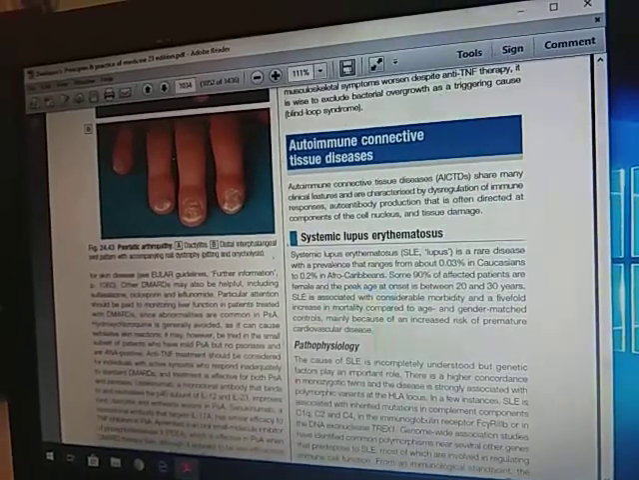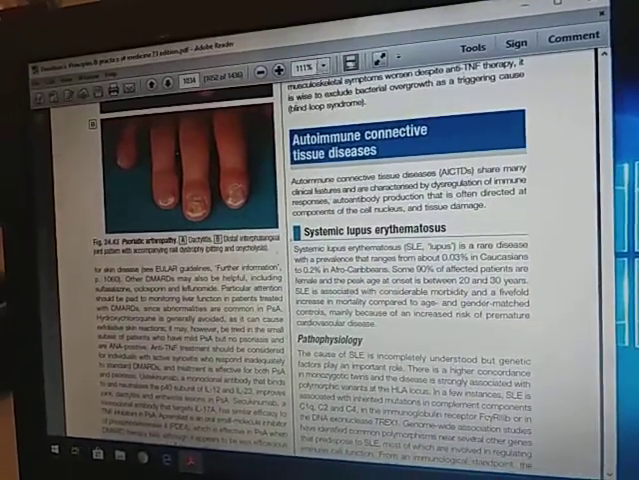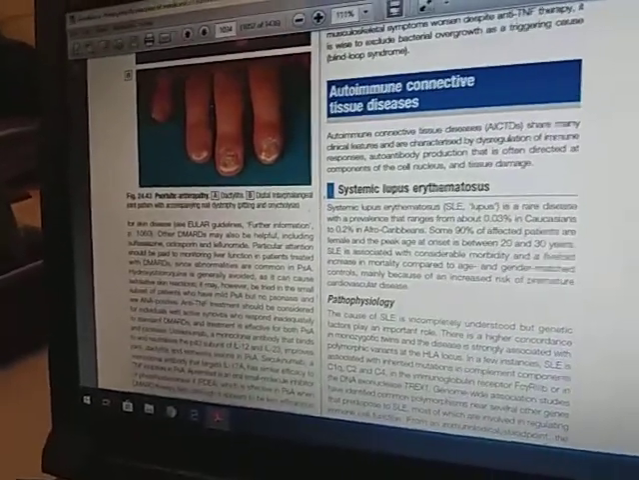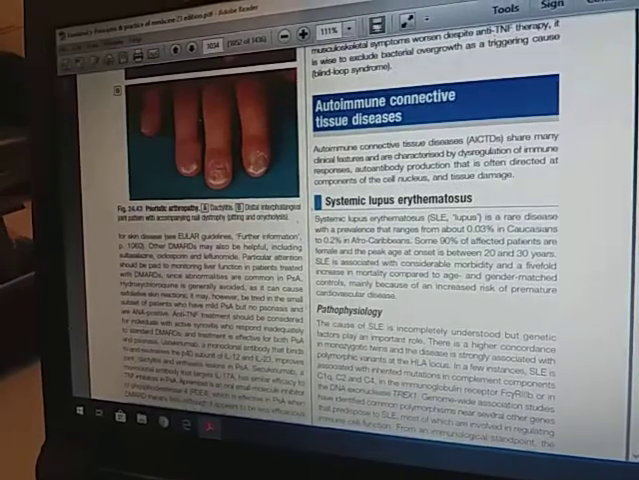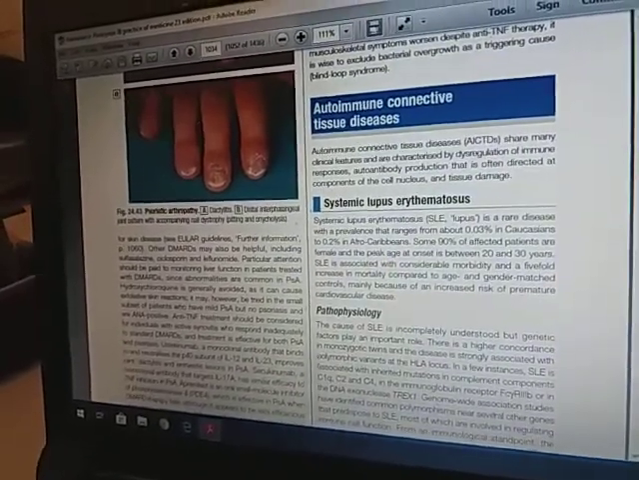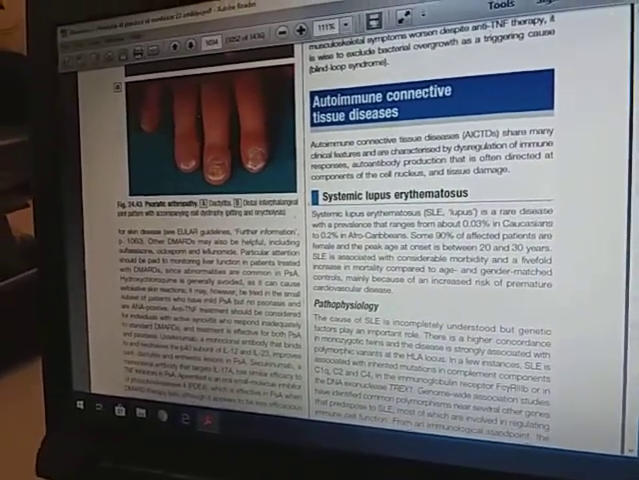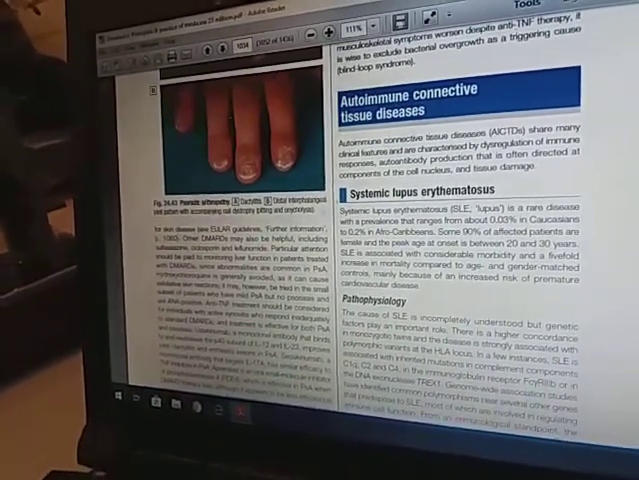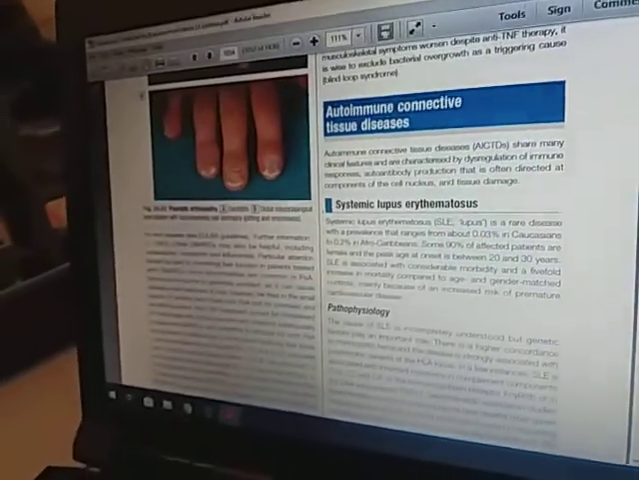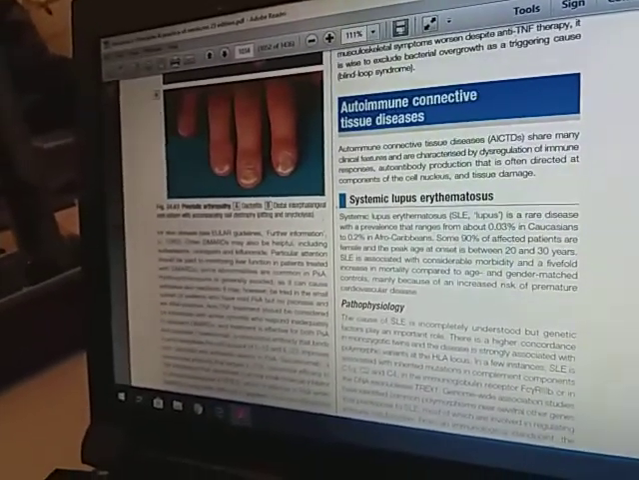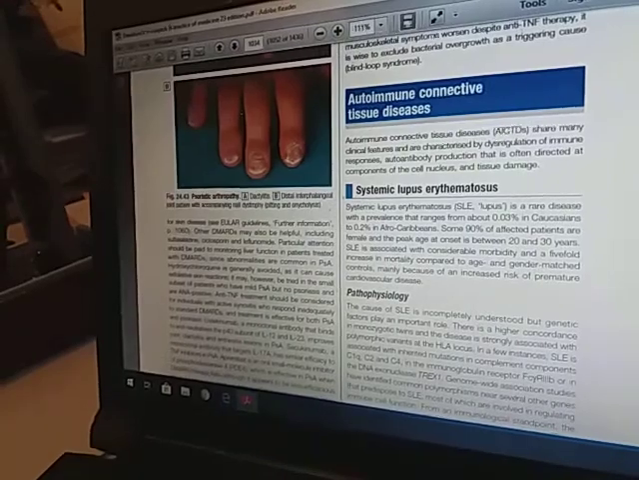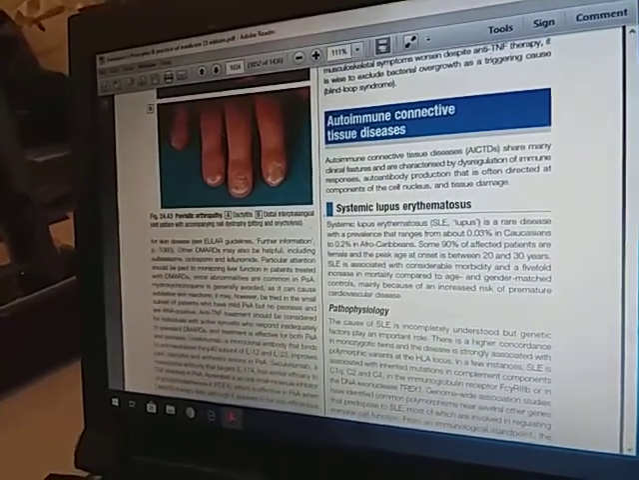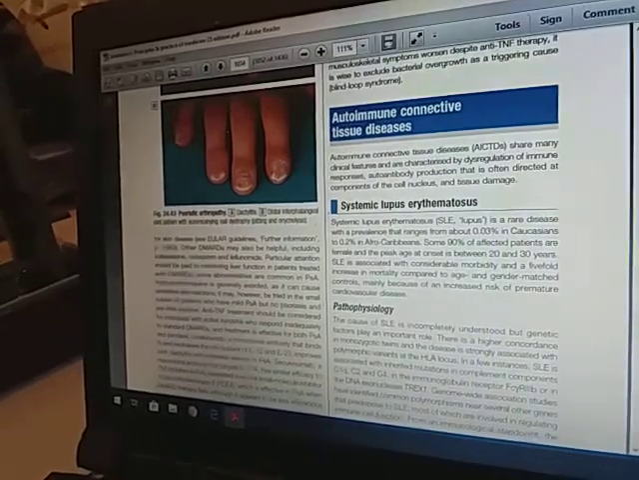This group of diseases has many clinical features and is characterized by dysregulation of immune responses and autoantibody production. These include SLE, systemic sclerosis, dermatomyositis and polymyositis, and Sjogren's syndrome.